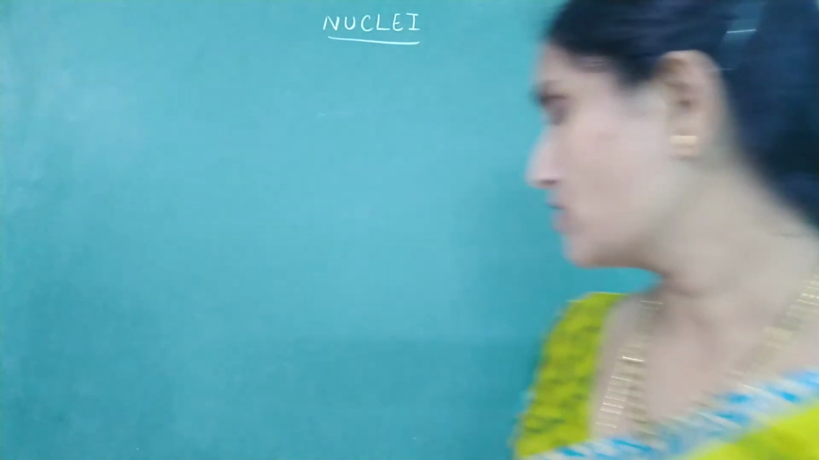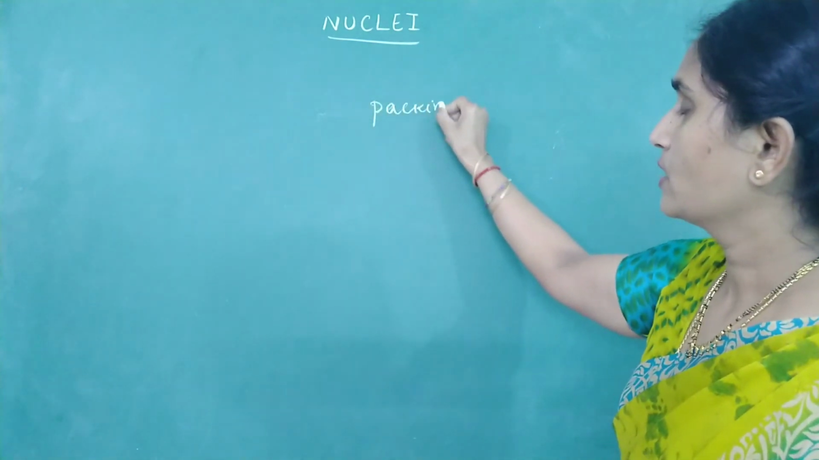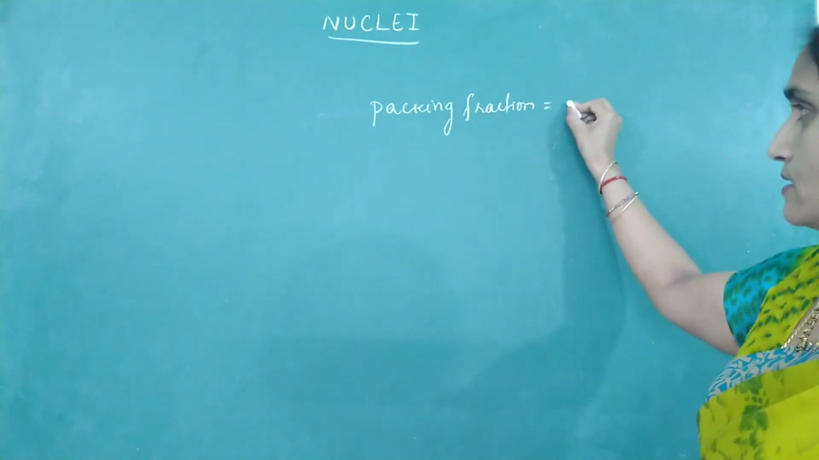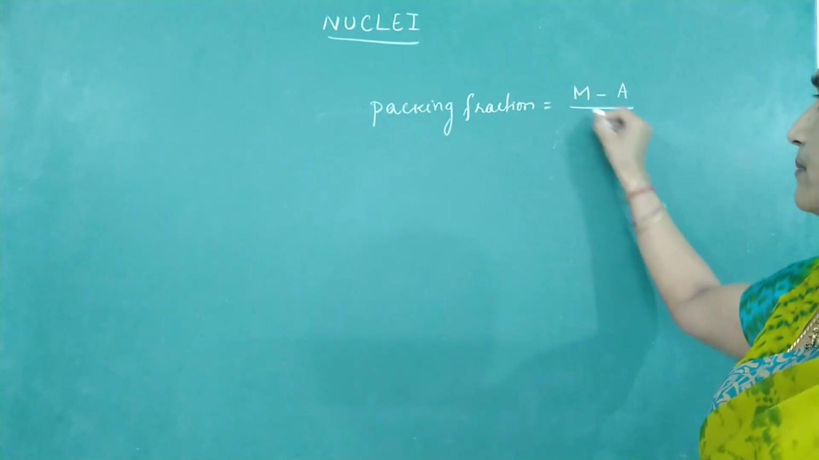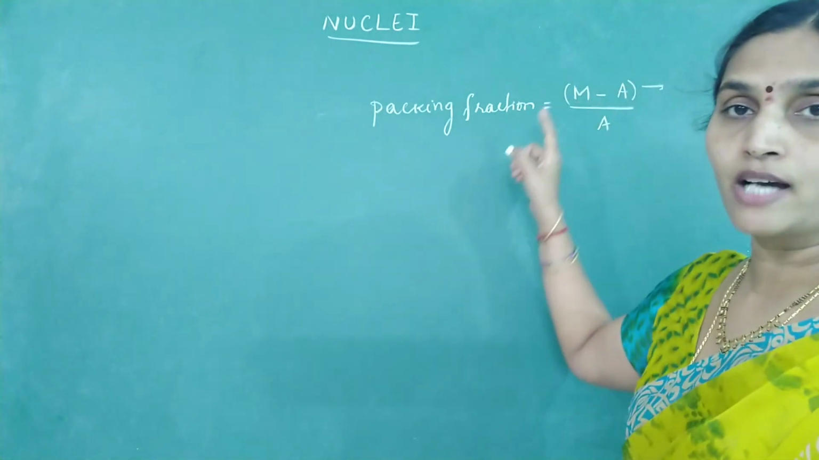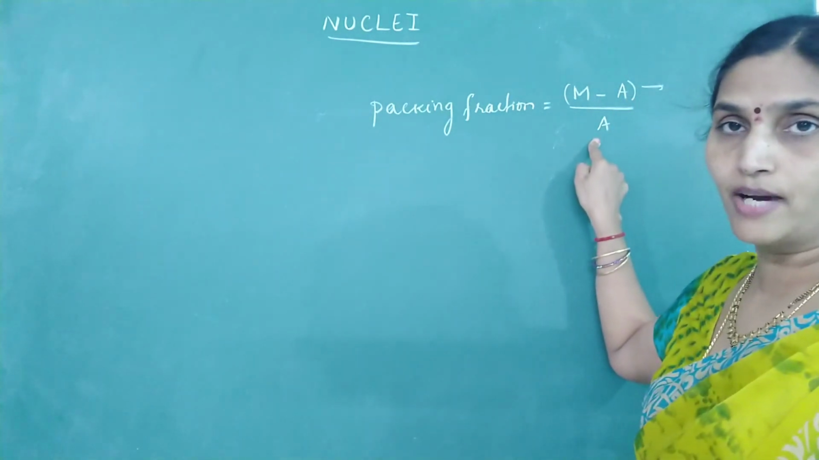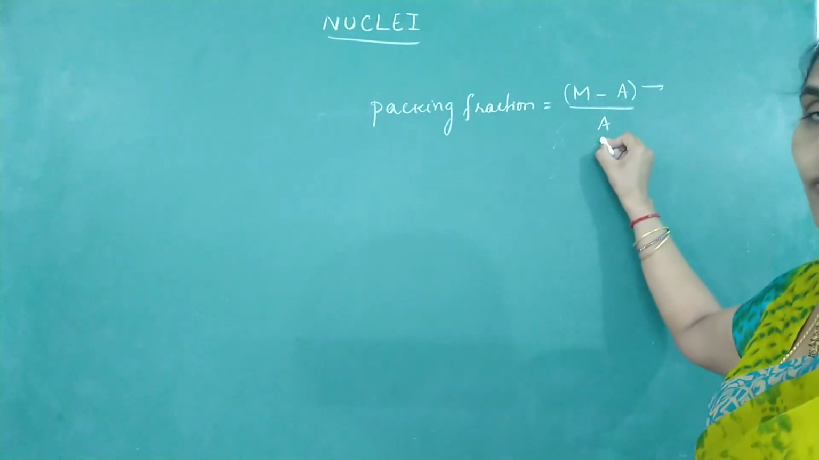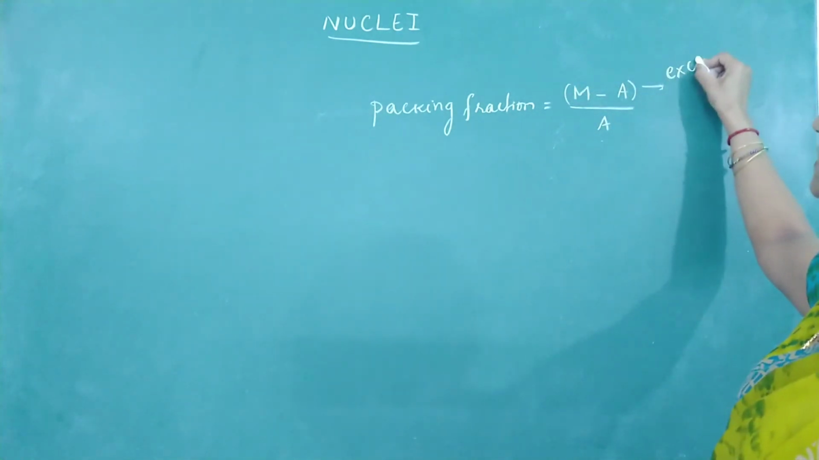Coming to packing fraction, it is defined as the ratio of excess mass per mass number. This term M minus A, where M is the mass of the atom and A is the mass number, and capital A is again the mass number. So (M minus A) by A is nothing but called packing fraction. Don't confuse it with mass defect. This numerator is called excess mass.